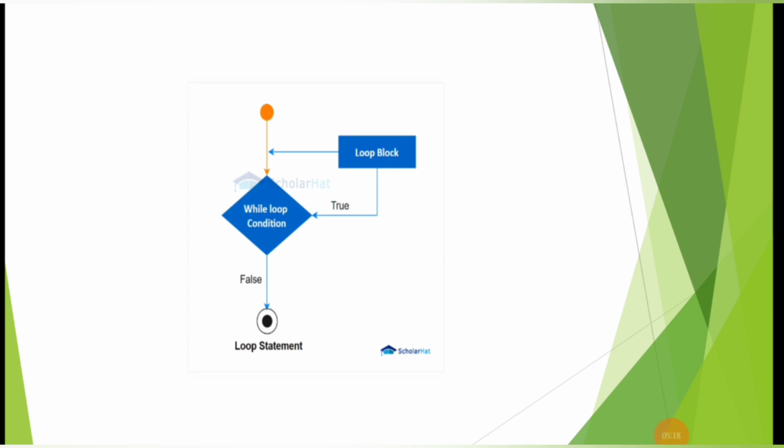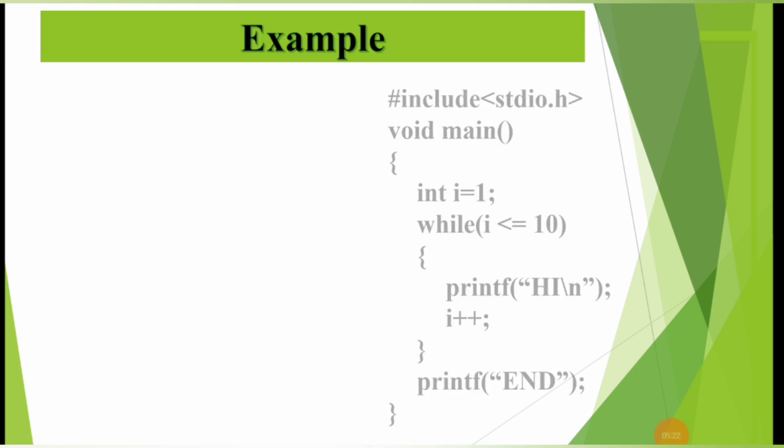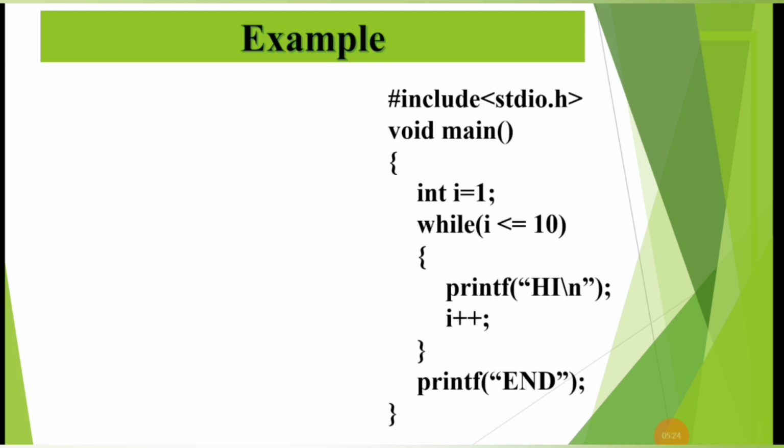So here is an example program for while. First we include a header file and then the main function, and then here we declare an i variable with the value of 1. Next, using the while keyword, we check the condition i is less than or equal to 10. Here the i value is 1. So 1 is less than or equal to 10, the condition is true. Then it will enter into the statements.